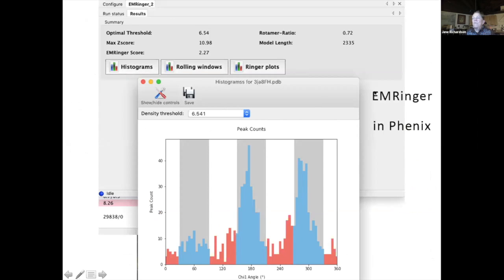So I mentioned EM Ringer. This is now part of Phenix. And so EM Ringer is a very clever system that actually uses a survey around the position that the gamma carbon would be in, around from the beta carbon. You sort of do a circle. That's why it's called Ringer. So you make a circle around the C beta and see whether your density actually peaks at one or more of the staggered positions.